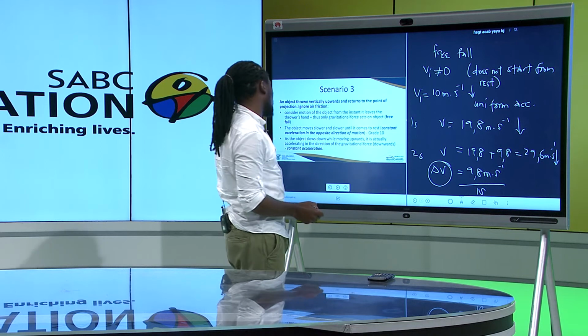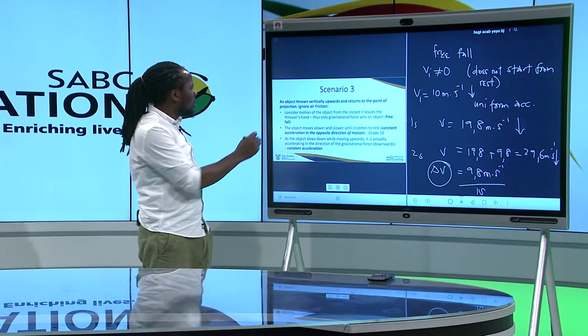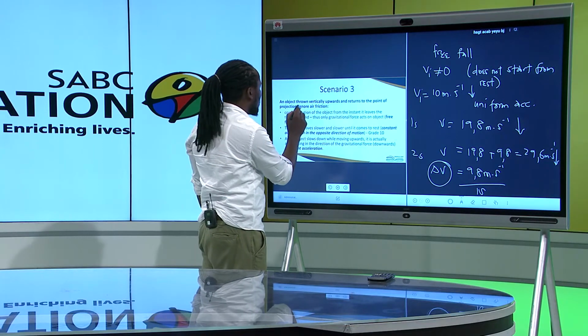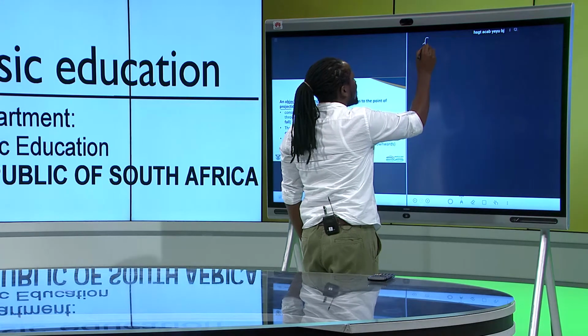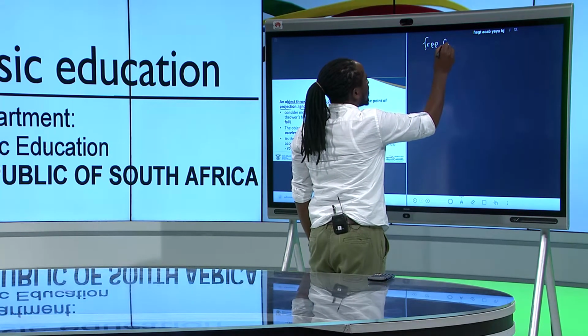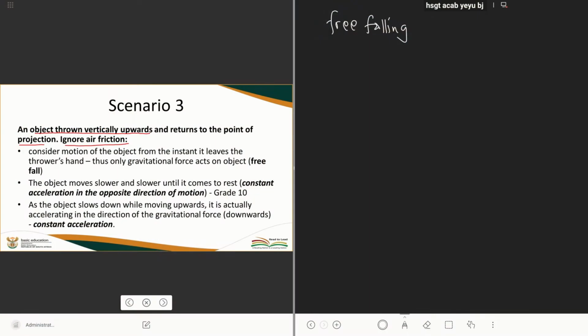Let's look at the third scenario, okay? A little bit different somehow. It says an object is thrown vertically upwards, and subsequent to that, it returns to the point of projection. And again, we're still ignoring air friction, right? The moment we start ignoring air friction, this is what I always want to emphasize, the object is free falling, right? And the implication of a free falling object is that it has a constant acceleration, and that constant acceleration is g, which is 9.8 meters per second squared.